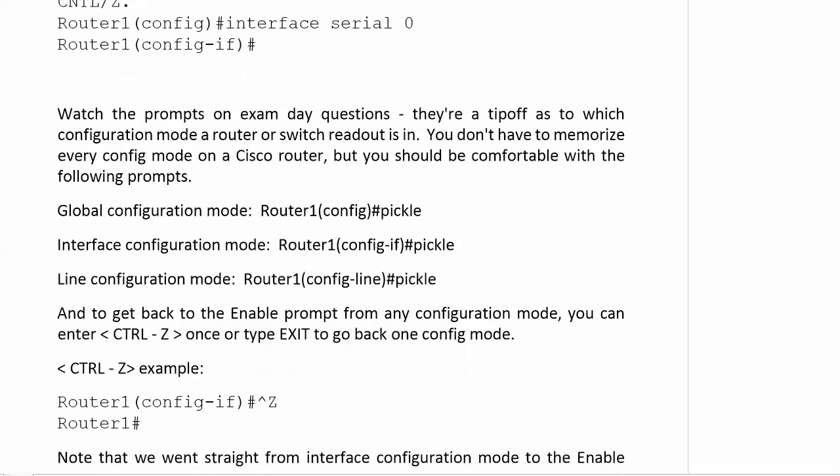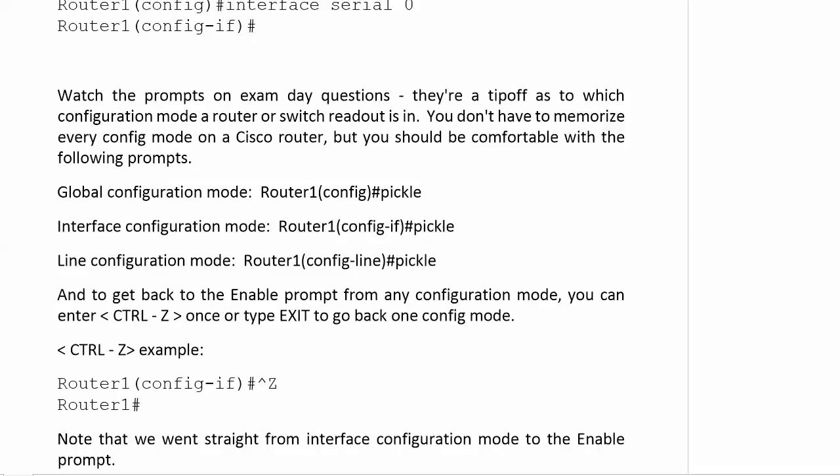Now, watch the prompts on exam day questions. And this goes for your practice exam questions too, because they're a tip-off as to which configuration mode a router or switch readout is in. Let's say that you had a Cisco command called pickle, and the correct answer to the question they are asking is pickle. But you see it 3 times in the choices. Well, I would look out for the config modes, because I've written practice exam questions like that, and I've taken practice exam questions where you immediately say, well, wait a minute, they've got the same answer here twice.